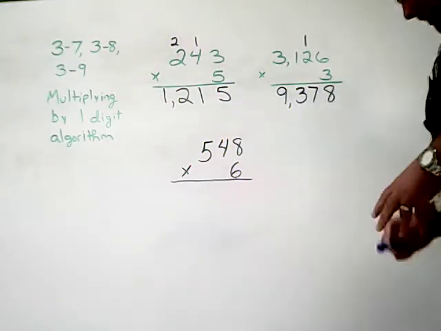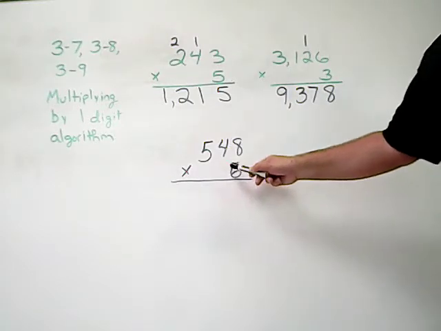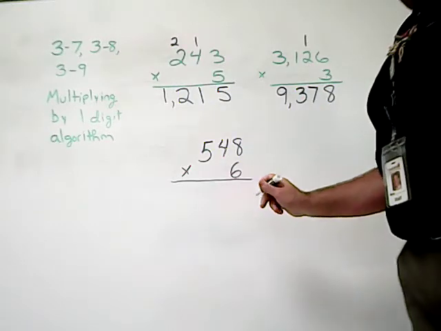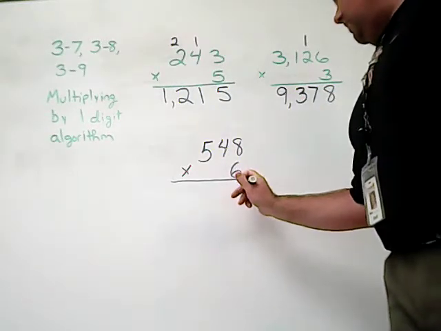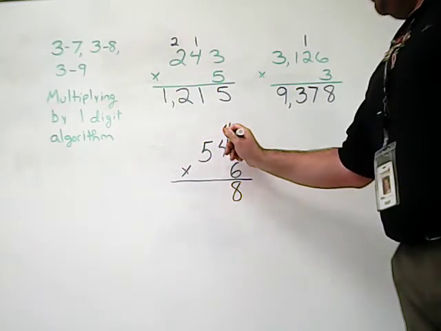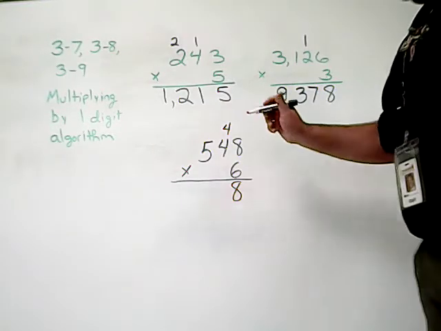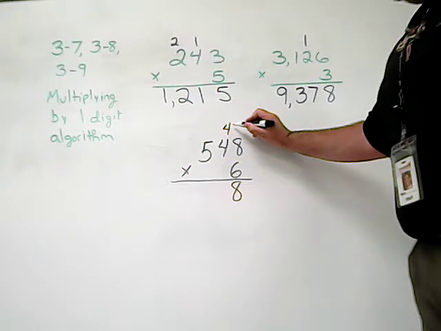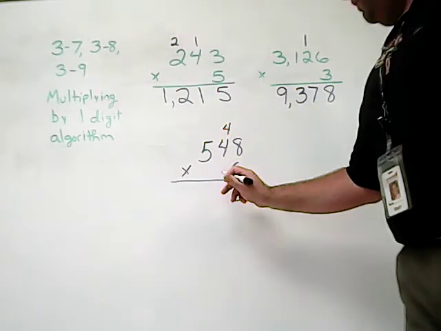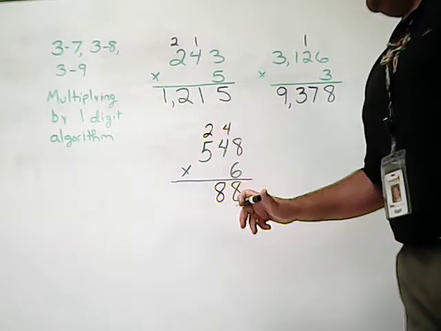So in this case, I'm going to go bottom to top and always visit your ones place first, then your tens place, then your hundreds place, then your thousands, and so on. So 6 times 8 equals 48. I'm going to put my 8 on the bottom and carry my 4 over the next place value. 6 times 4 is 24, and I have to add this 4 above for a total of 28. I'm going to put my 8 on the bottom and my 2 above the next place value.